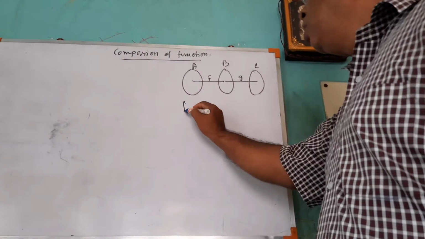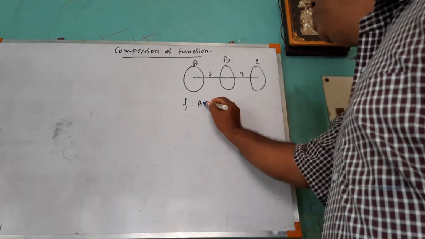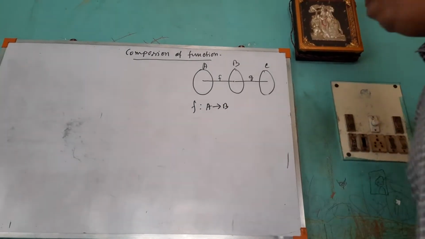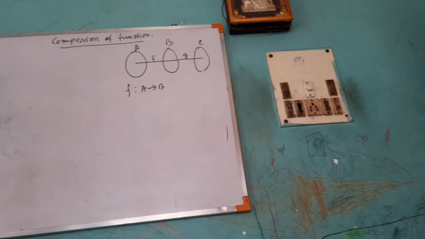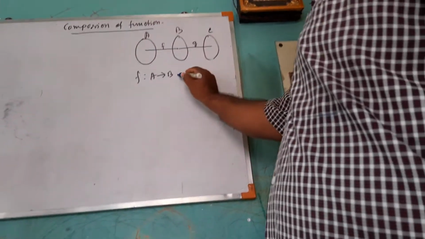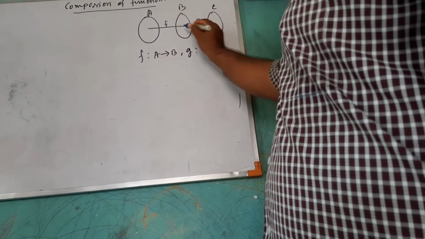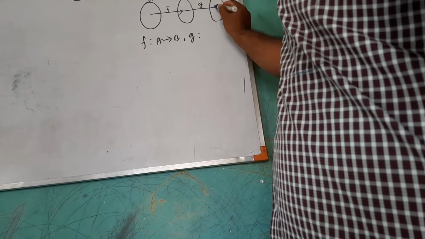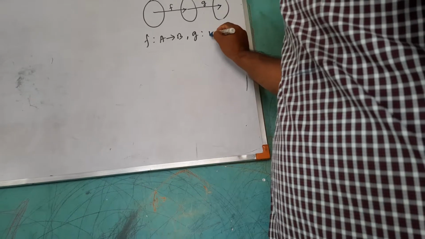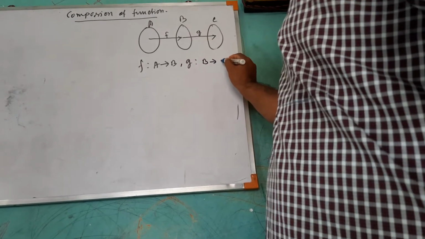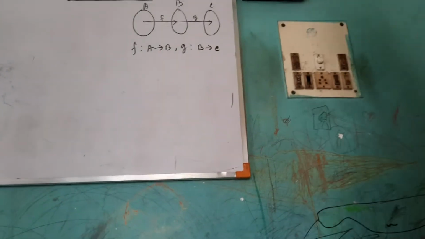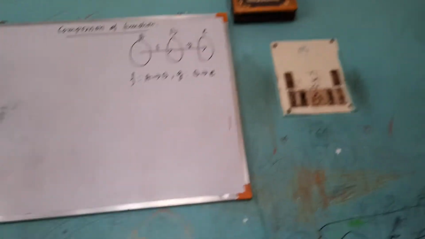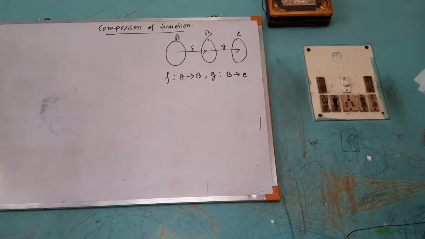F is A to B, and G is B to C, from the B set to the C set. These are two functions, F and G.